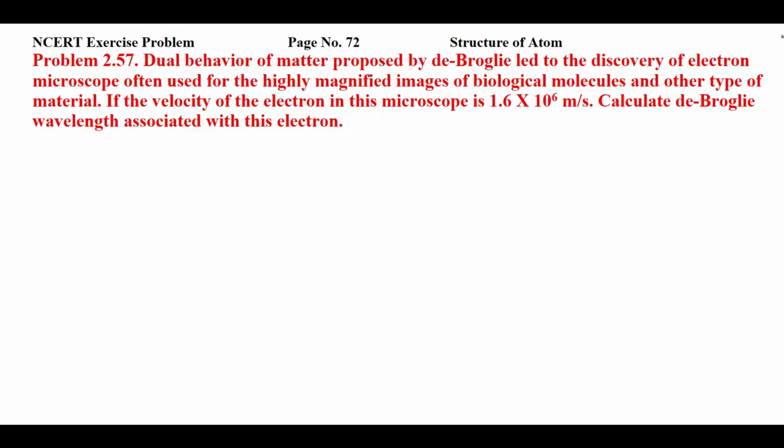Students, this is NCERT exercise problem 2.57 from page number 72 of Structure of Atom, right? So let's read the statement. Dual behavior of matter proposed by de Broglie led to the discovery of electron microscope, often used for highly magnified images of biological molecules and other types of material. If the velocity of electron in this microscope is 1.6 into 10 raised to power 6 meter per second, calculate de Broglie wavelength associated with this electron, right?